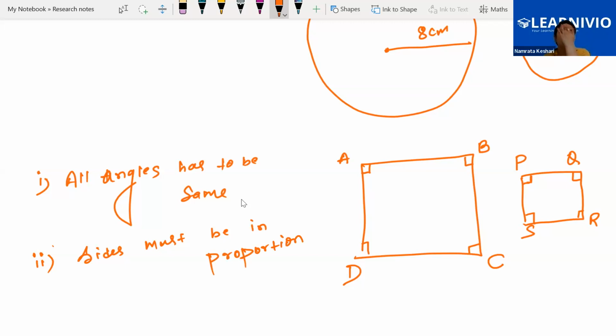What is the meaning of that? It means the ratio between side AB and PQ. If you have learned the third chapter, pair of linear equations in two variables, there we used to check the A1 by A2 ratio, B1 by B2 ratio, C1 by C2 ratio, and check whether all are the same, all are different or what. Here also we are going to check the ratio. The ratio between AB and PQ.